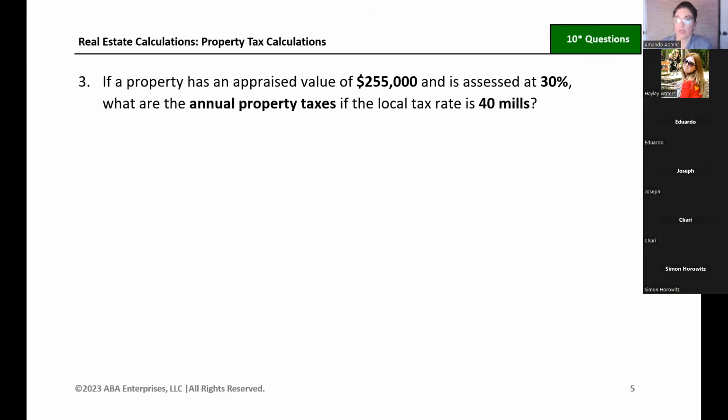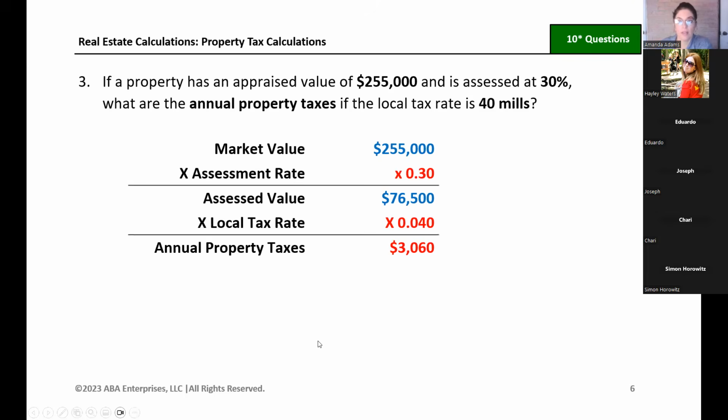Okay, so let's take the 255,000 and multiply by 30%, which would be 0.3, and we'll get $76,500. And then our local tax rate is 40 mills. Let's multiply that out, and we get $3,060. Very good, guys. Good job.